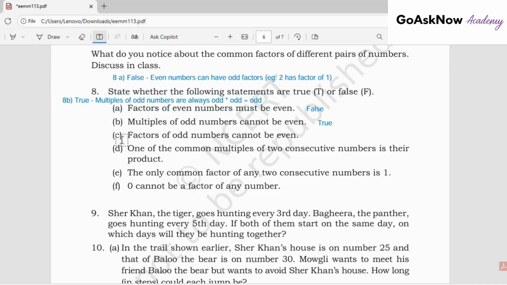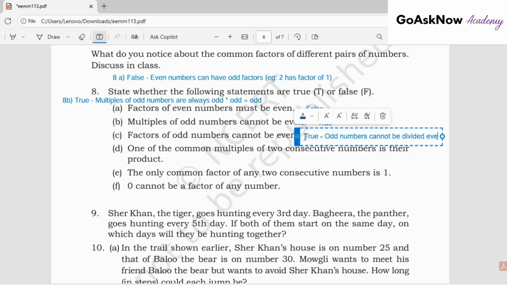Next, answer for part C: factors of odd numbers cannot be even, which is true, because odd numbers cannot be divided evenly by even numbers.